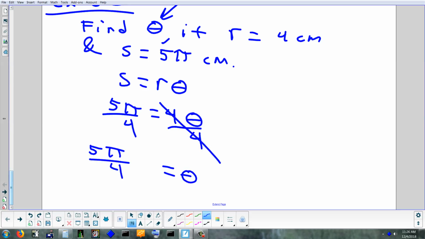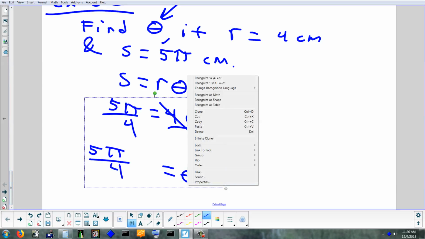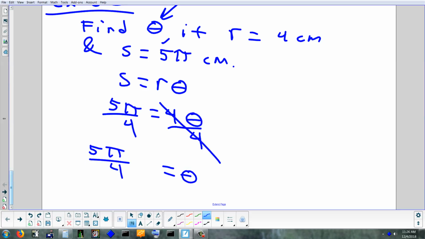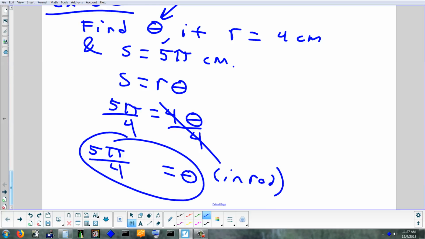Well, radians, sorry. Theta represents what? It's an angle. Are angles measured in centimeters? No, angles are measured in radians or degrees. What's this one? Radians. It's radians because that's what the formula gives. So do I have to put RAD after it? No. So that's the angle, but that's in radians.